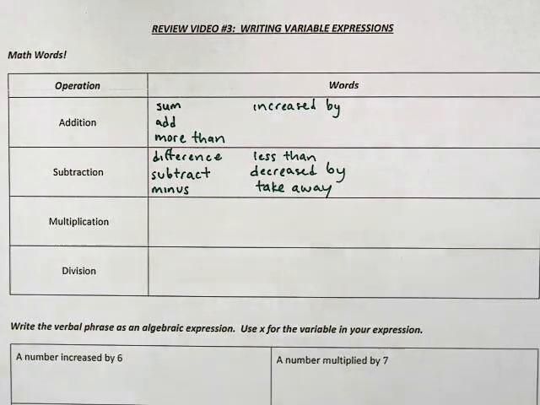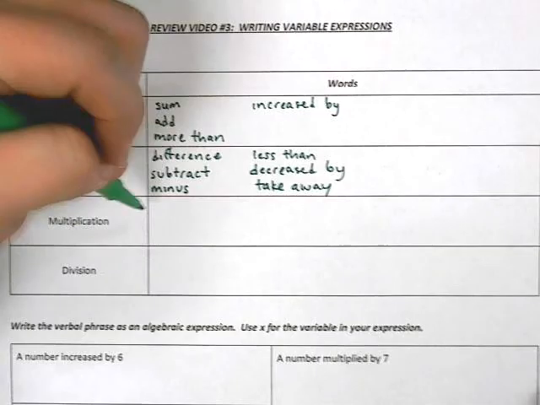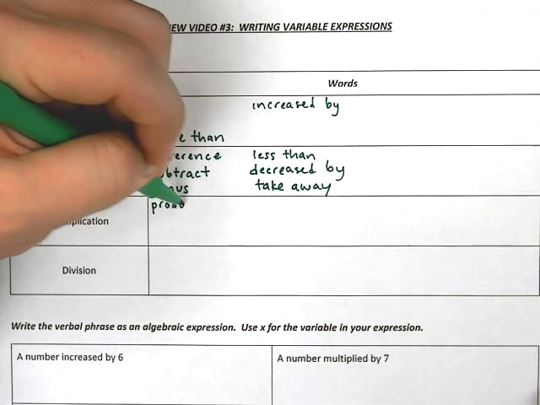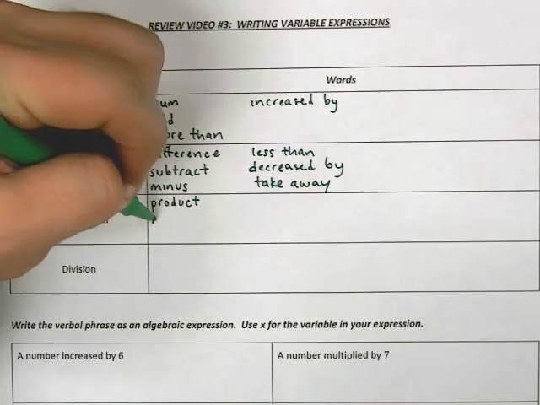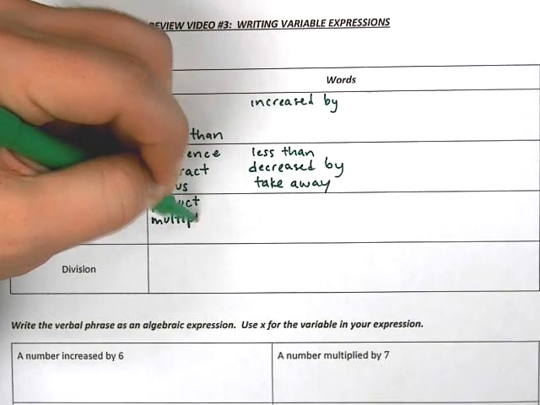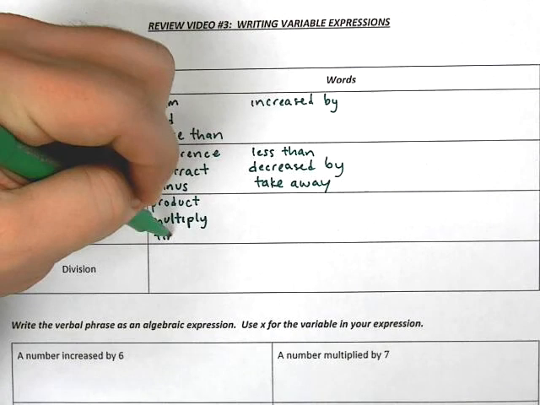When we talk multiplication, we're talking about the product of values, okay? So product. Easiest one we say would be multiply, but another big one that we use a lot is times, right?